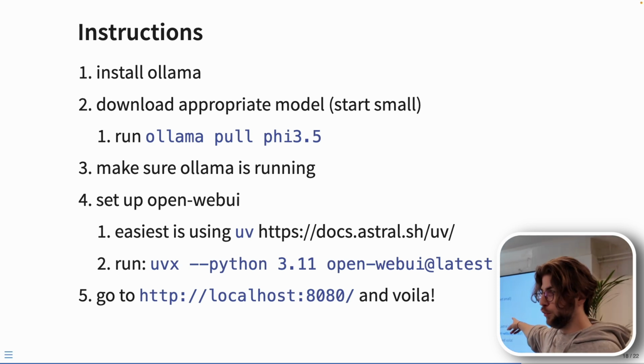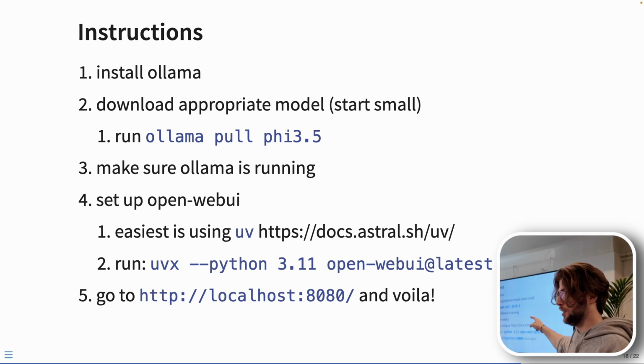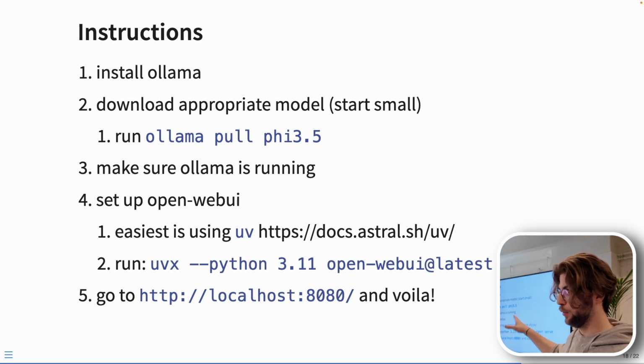I will push UV until the day I die, because UV is the best tool for managing your Python projects and dependencies and everything. It does everything that pip and venv want to do, but much better. It's lightning fast, it's written in Rust, amazing people behind it, 10 out of 10, just go with UV.